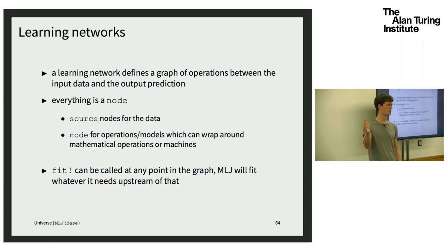And you can fit at any point of the graph. Of course, you'll probably want to fit at the end so that it fits the whole thing, but you could want to explore at intermediate steps, and you can do that. And MLJ will just train whatever is upstream of the node you're trying to fit, okay?